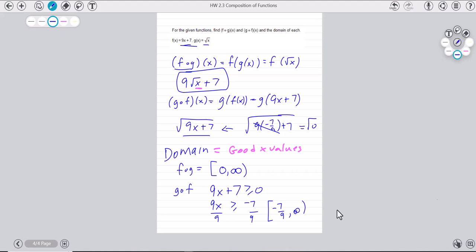So just always remember with domains, what can you plug in for x that's not going to bother it? The only time domains are bothered are with square roots and division, because you don't want to divide by 0.